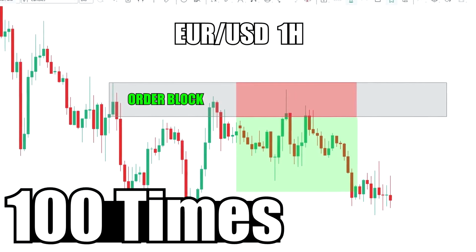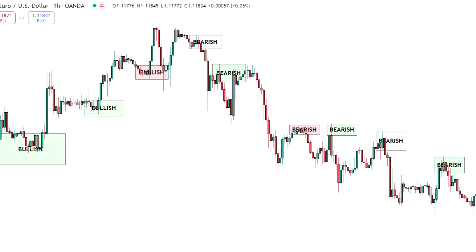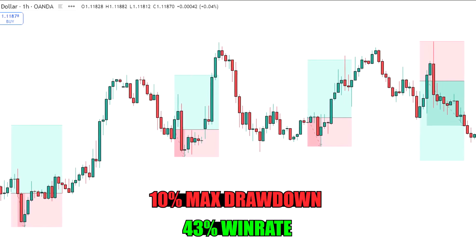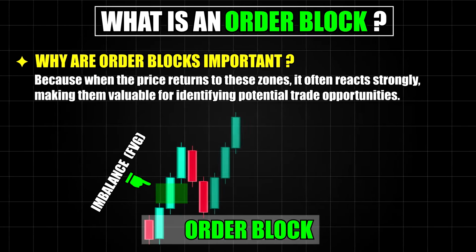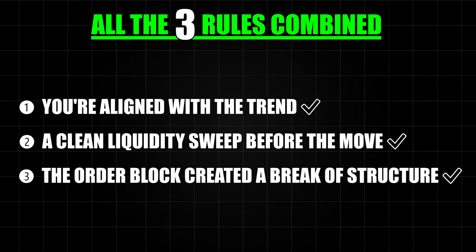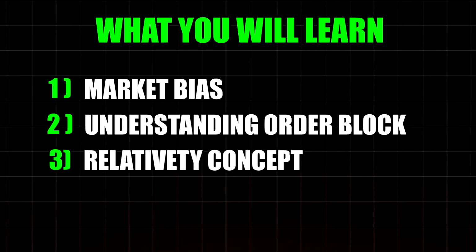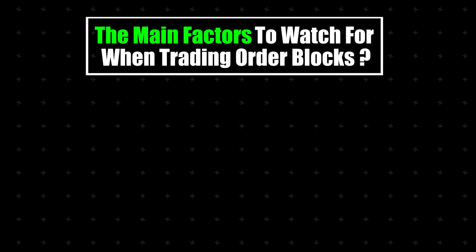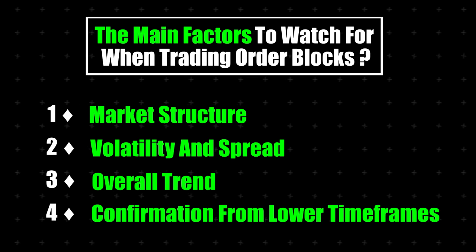We've backtested over 100 order blocks in various market conditions to uncover what really works. Only specific patterns and conditions make an order block consistently reliable. So here's what we're covering in this full guide. A clear breakdown of what an order block really is and what it isn't. How to recognize valid order blocks using 3 key filters I use in my personal trading. The 4 crucial steps to identify high-quality zones: market bias, order block context, relativity, and retracement opportunities. And finally, the tested rules and setups that actually increase your win rate based on data, not guesswork.